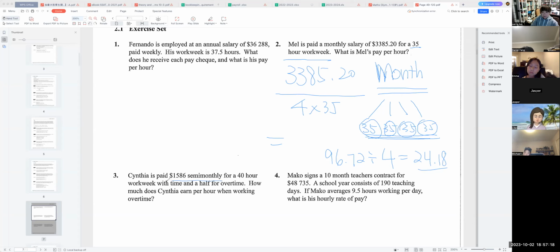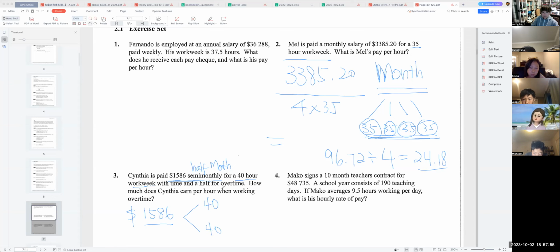Okay, so let's take a look at this one. Cynthia is paid 1,586 semi-monthly. Okay, so Michael, semi-month is half a month, right? In half a month, how many weeks are there? In half a month? 半个月里面有几个 week? 2. Very good. 2 weeks. So each week she worked 40 hours. So it's 2 times 40. Correct, everybody?